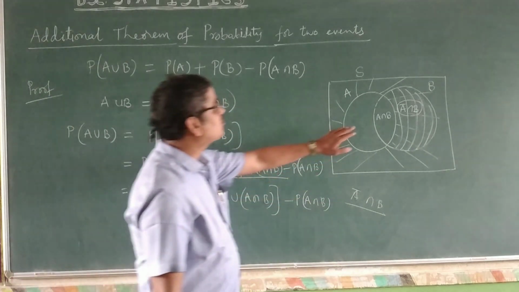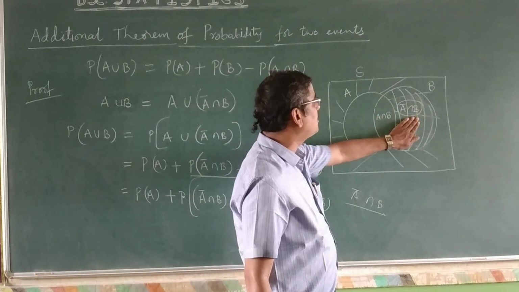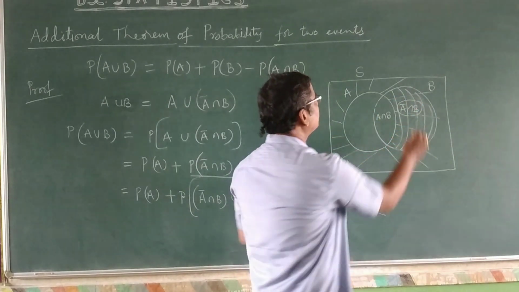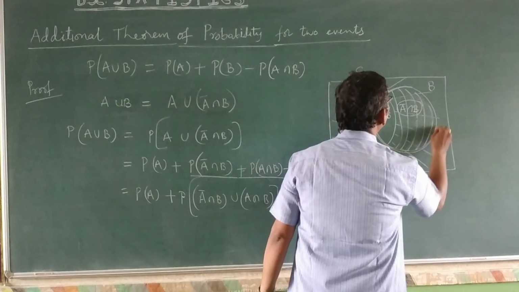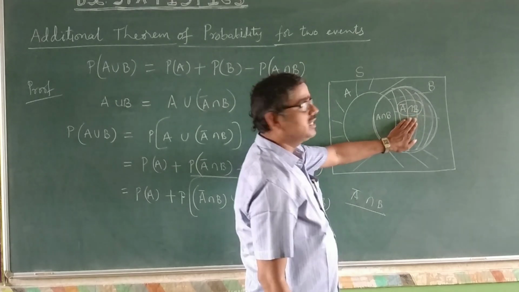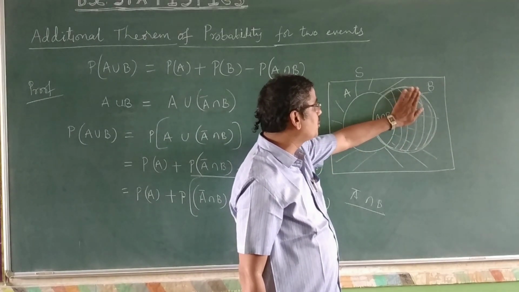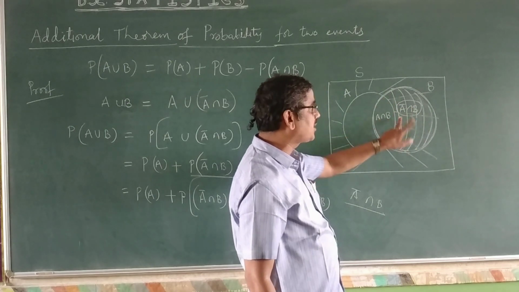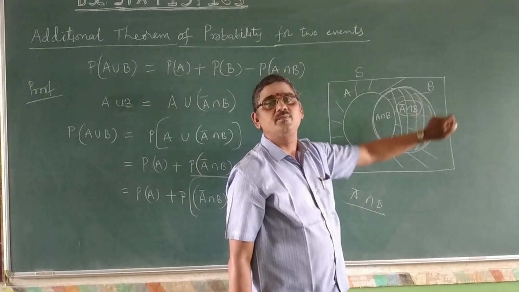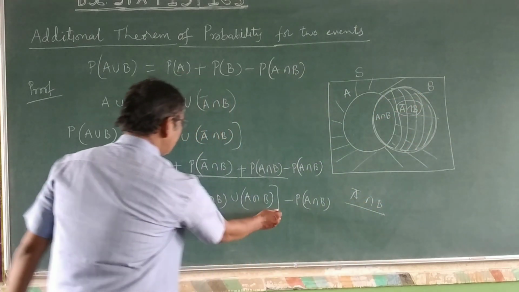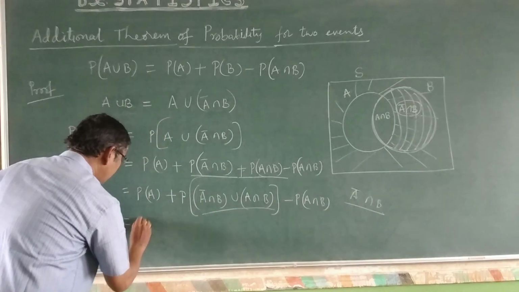Now let us see what this part is, A intersection B and A complement intersection B union. This is nothing but B. You see here, B is nothing but the union of A intersection B and A complement intersection B. Therefore, the union of these two is nothing but B.